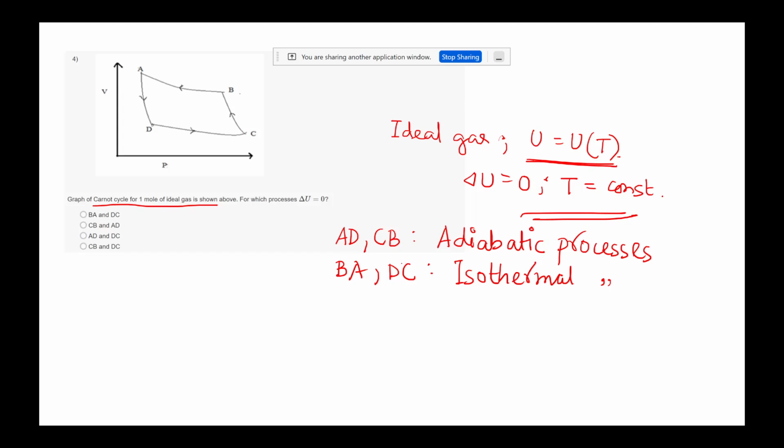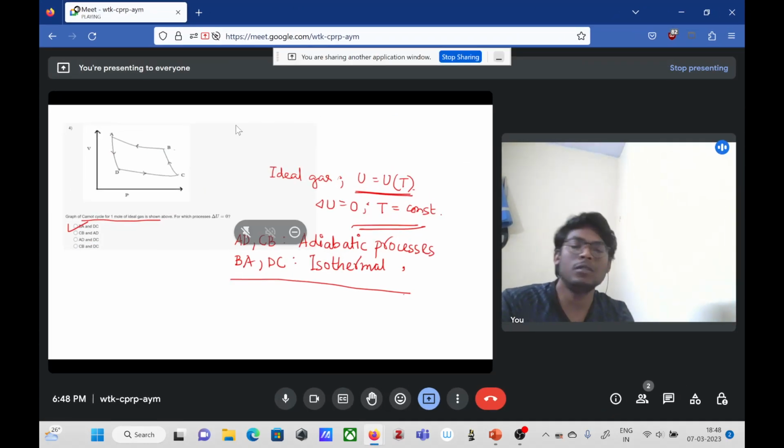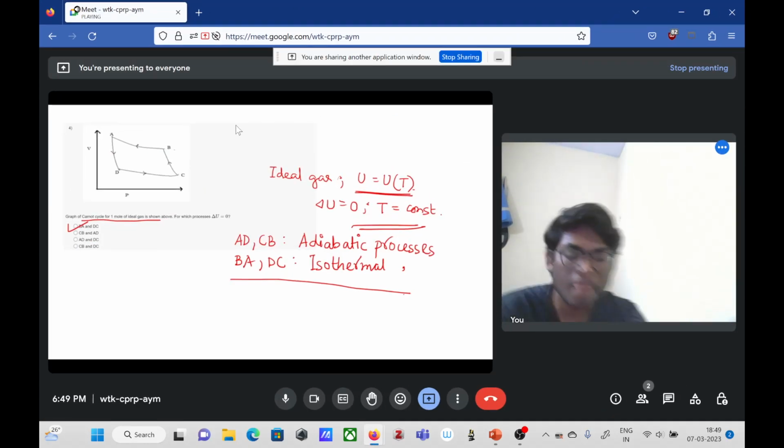Now, since we have to find for which process delta U is equal to 0, these are the isothermal processes, for which delta U is 0. This option will be BA and then DC. Okay, simple. Since it is an ideal gas, the internal energy change is solely due to temperature change, so delta U equal to 0 means isothermal curves, because the temperature doesn't change. So this will be BA and DC.